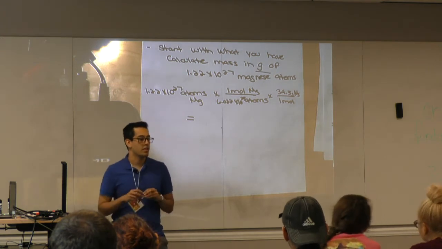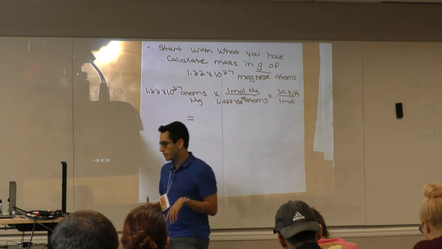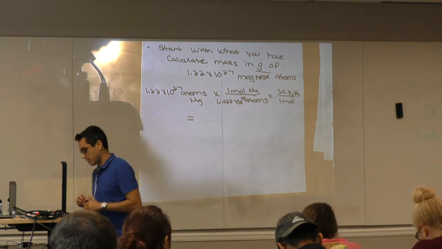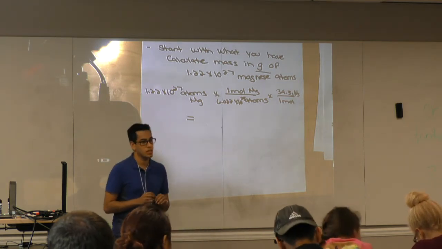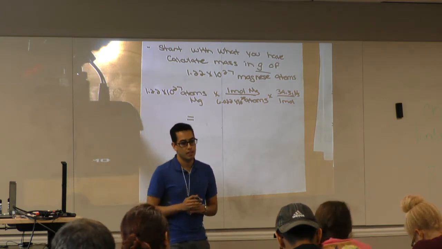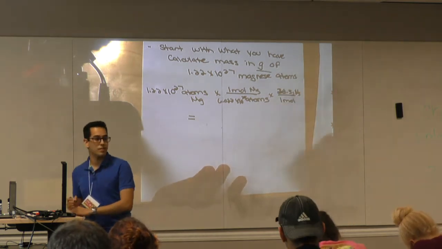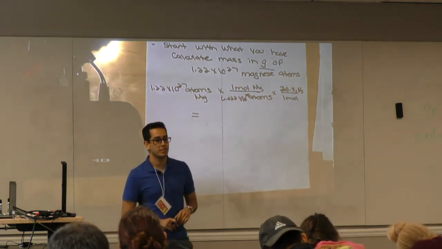Can someone do that calculation for me? Yeah, if you have a calculator. Is it? Yeah, it's 24.3. Good catch. Yeah, sorry, my handwriting gets a little sloppy sometimes.